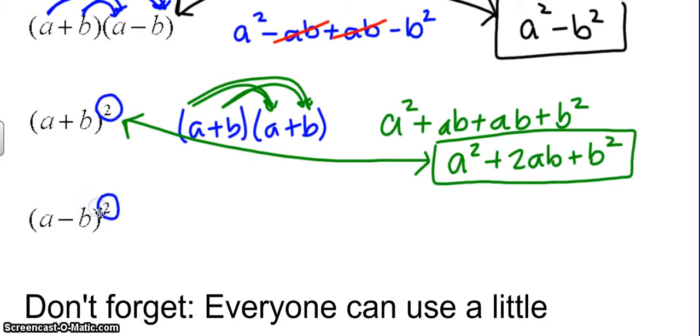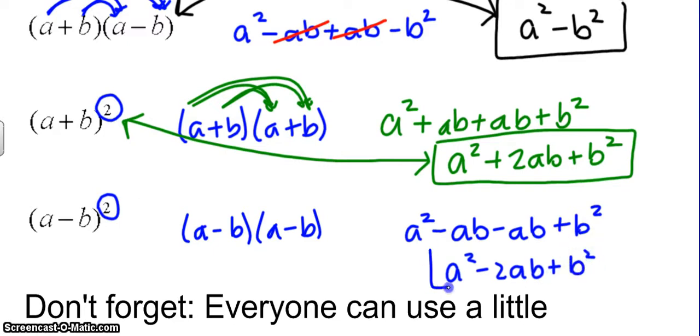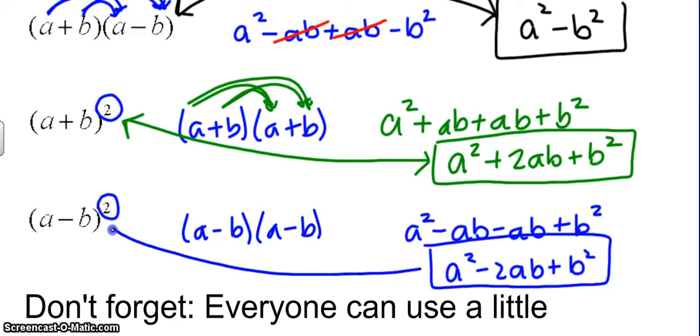Next thing, a minus b to the second. We're going to say a minus b times itself. Which is going to give us a squared minus ab minus ab plus b squared. So when you take a negative times a negative, you get a positive. In the middle then, this is going to simplify to a squared minus 2ab plus b squared. These two things are equal.